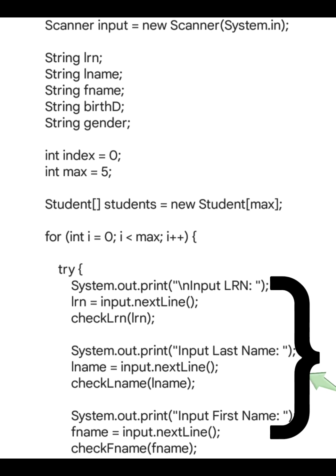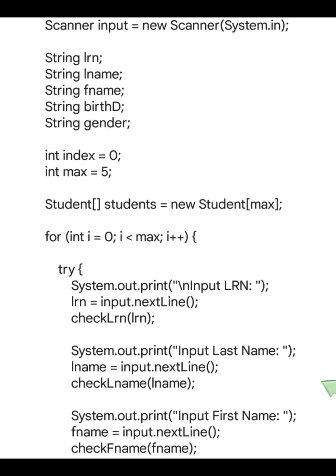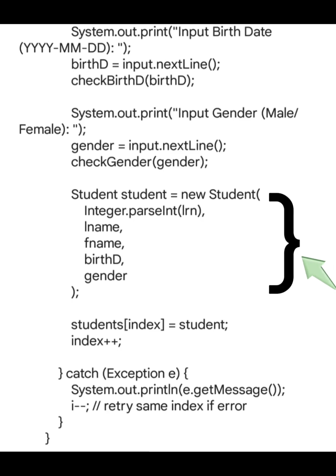Same logic applies to last name, first name, birth date, and gender. Creates a new student object with validated inputs and converts LRN to integer. Stores the student object in the array at the current index. Increments the index for the next student entry.